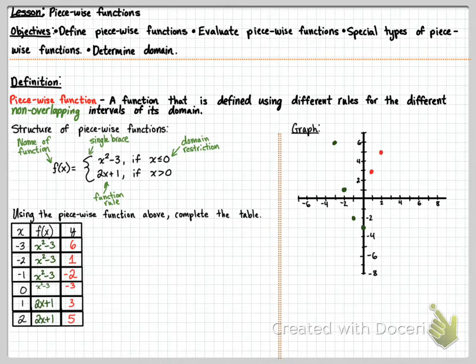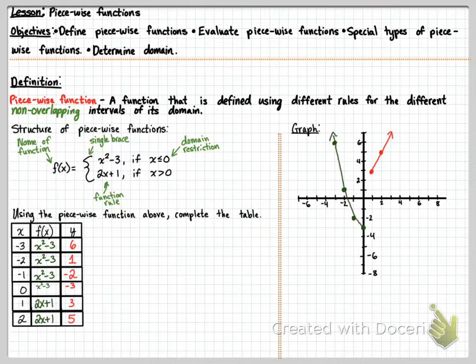Now notice here, I graphed the first 4 points right here, right? And it's right here as well. It's hard to see that one. And then I graphed the last 2 points, (1, 3) and (2, 5), right here.